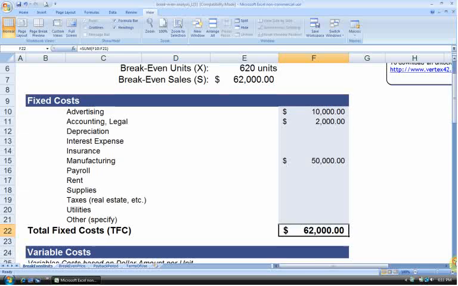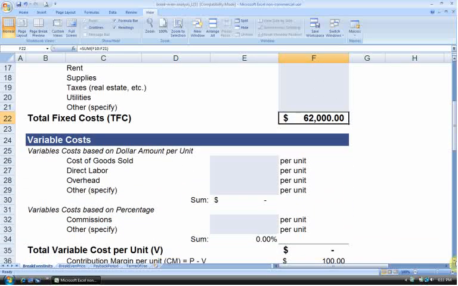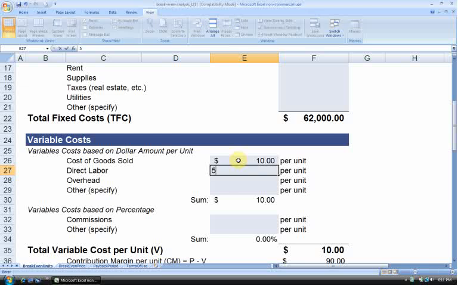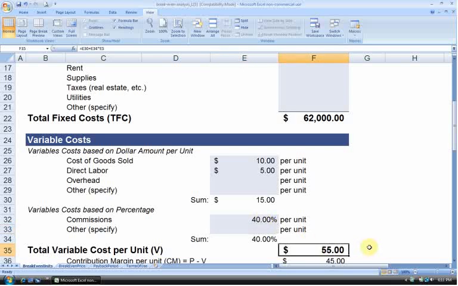Scroll down a little more to our variable costs. So there are a couple of different variable costs here. First of all is the cost of goods sold per unit. Each unit costs $10 to manufacture, and we're also going to have direct labor costs of $5 per unit. Additionally, we're going to have to pay 40% in commissions to the retailer per unit sold. So given those assumptions, we're going to have a total variable cost per unit of $55.